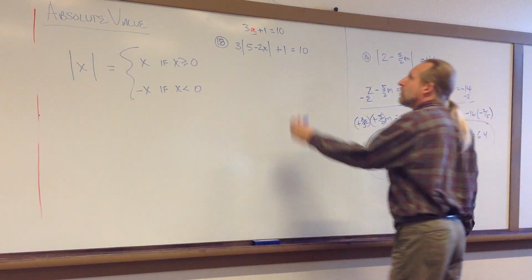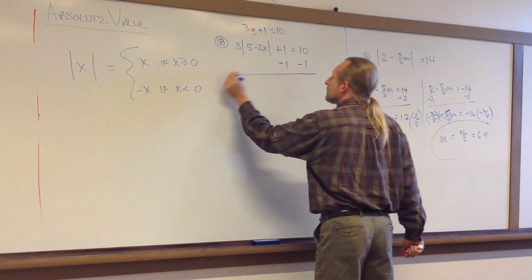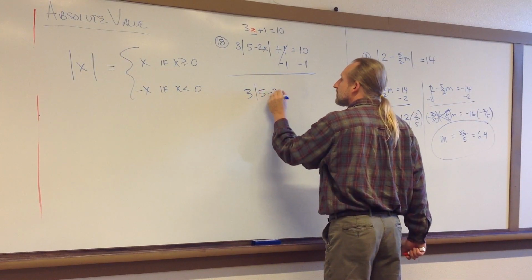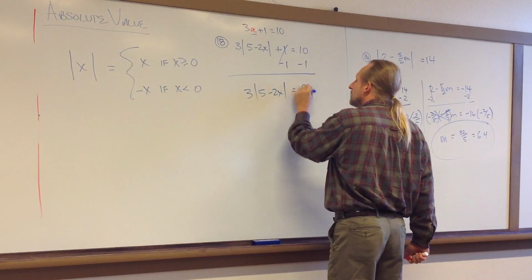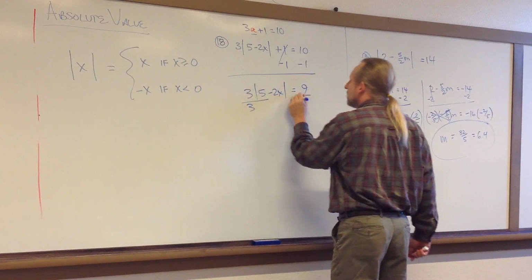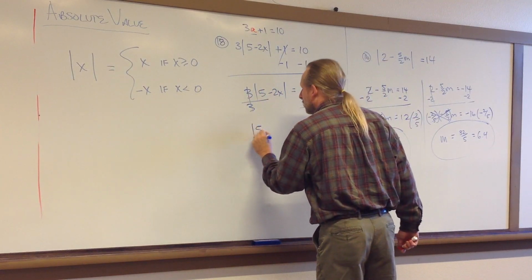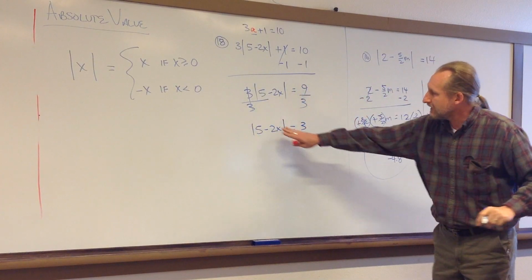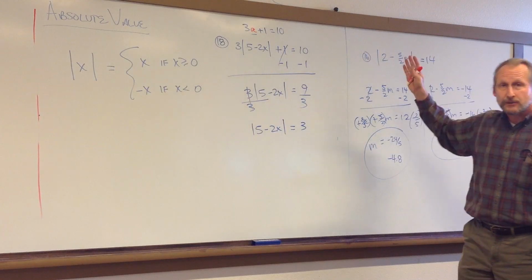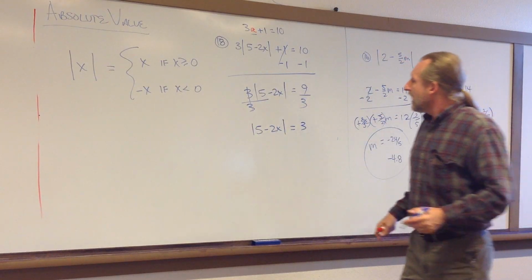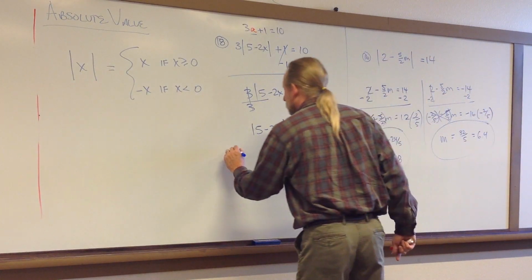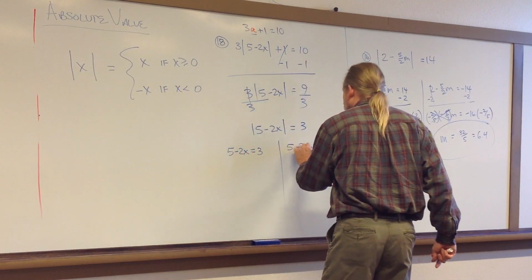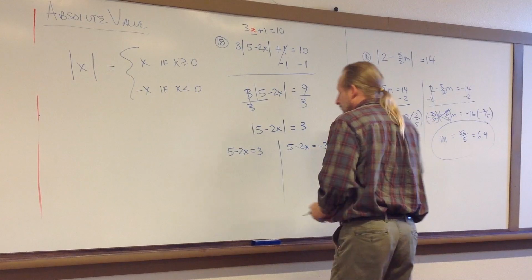Okay? So we're going to subtract 1 on both sides. That'll leave us with 3 times absolute value 5 minus 2x equals 9. And then divide by 3 on both sides. Now we've got the absolute value by itself, just like those problems on the first page. And so now we're ready to split this in half. 5 minus 2x equals 3, or 5 minus 2x equals negative 3.